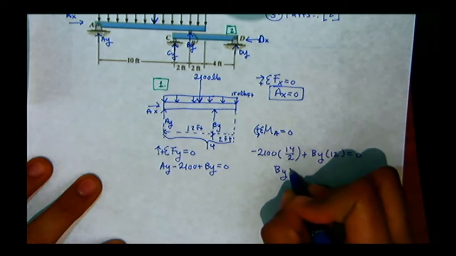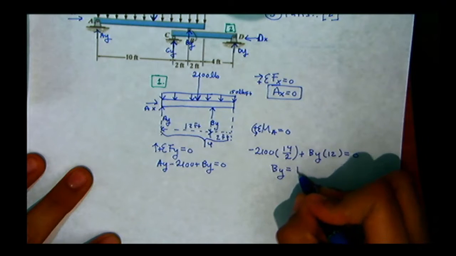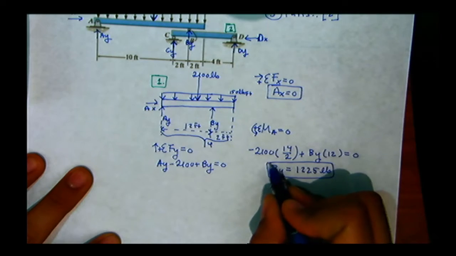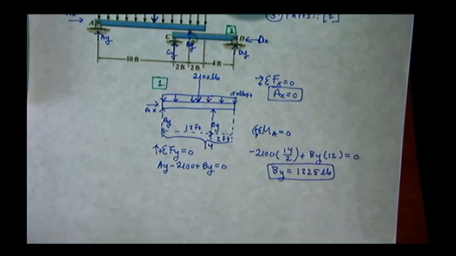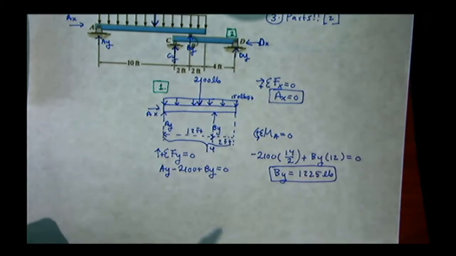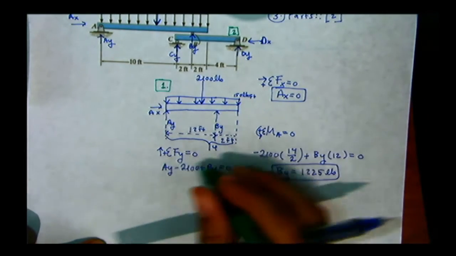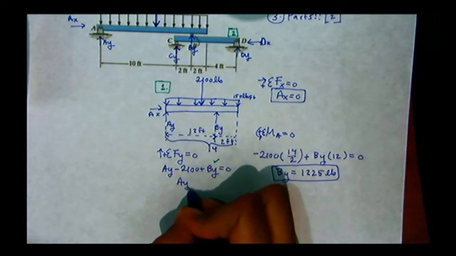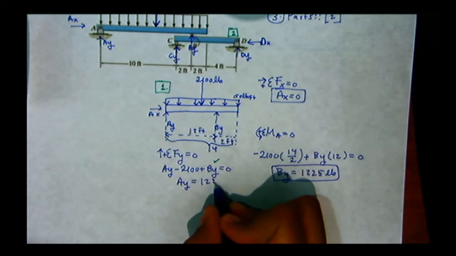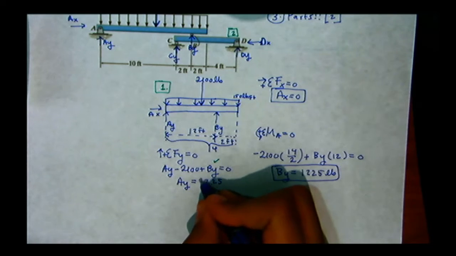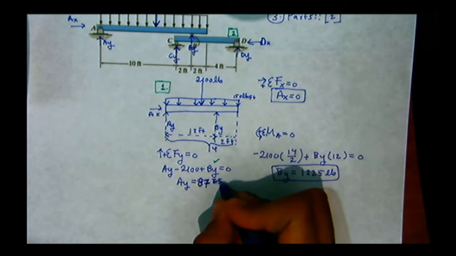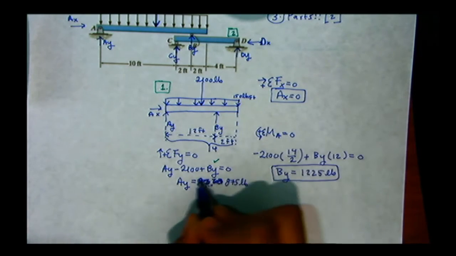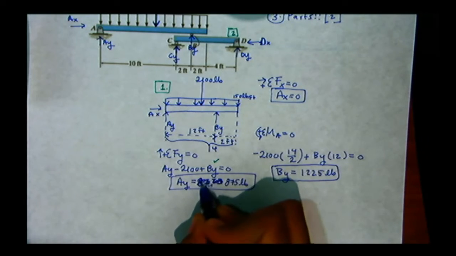Okay, 1225. We have summation of forces in y equation. Solve for Ay, right? This is equal to 875. Okay. So we looked at the first section. Now we want to look at the second part, correct? So part 2.